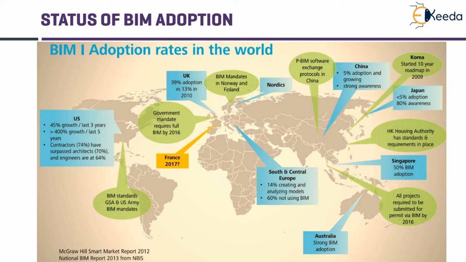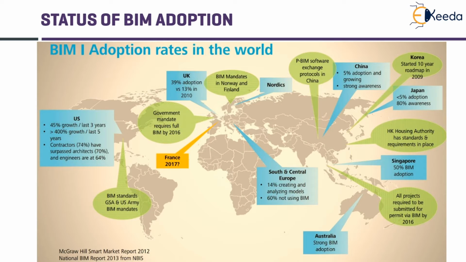In Europe, the UK has shown 39% adoption of BIM in 2012. The government has mandated requirement of full BIM by 2016. So we believe that UK has implemented complete BIM for construction phases, whereas France was going to do the same in 2017. South and Central Europe show 14% adoption.